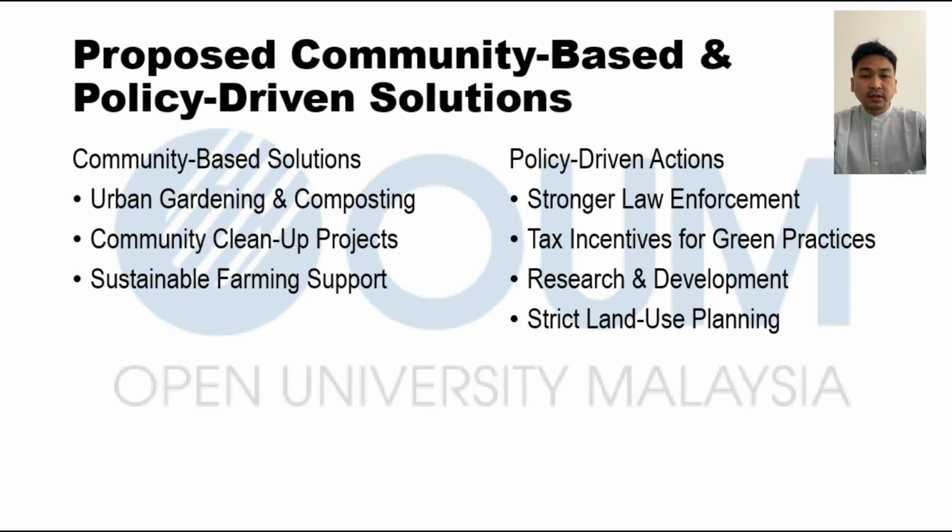Now the next one is to propose community-based and policy-driven solutions. For community-based solutions, there are 3. Number 1 is urban gardening and composting. Second, community clean-up projects. And lastly, sustainable farming support. Now for policy-driven solutions, we need stronger law enforcement, tax incentives for green practices, research and development, and strict land use planning.